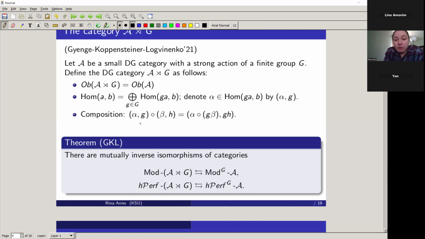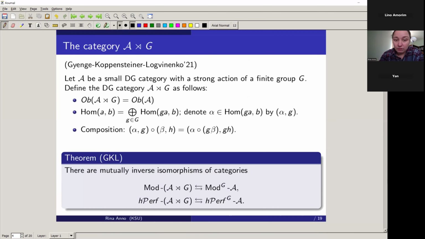They prove a theorem that there are mutually inverse isomorphisms of categories, not even equivalences, but we can do that because objects of this smash category are the same as objects of A. The category of modules over this category is isomorphic to the category of G-equivariant modules over A, and the same on the level of H-perfect modules, that is, homologically perfect.